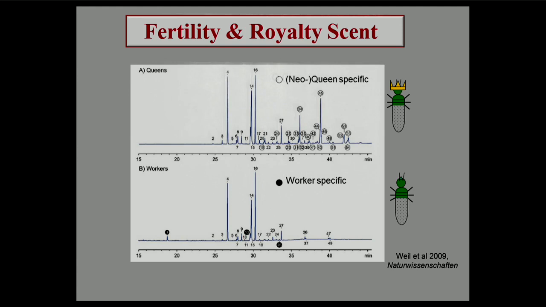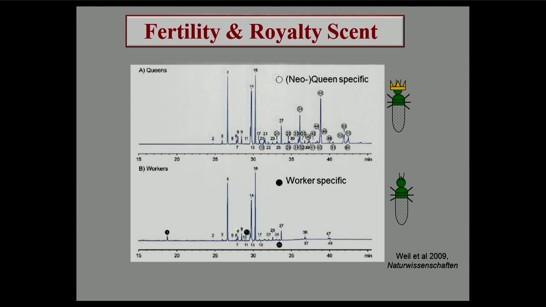And associated with the shift to becoming a reproductive is also a shift in the scent of the reproductive. So like in other social insects, there is a queen-specific scent which is characterized by long-chained cuticular hydrocarbons. And you can see here a chromatogram with the retention time above for a queen and below for a worker. And all these peaks here are long-chained cuticular hydrocarbons that are specific for queens and that are lacking in workers. So they are all indicated by this open circle. And on the opposite, we have very few worker-specific cuticular hydrocarbons. They are characterized by these filled circles.